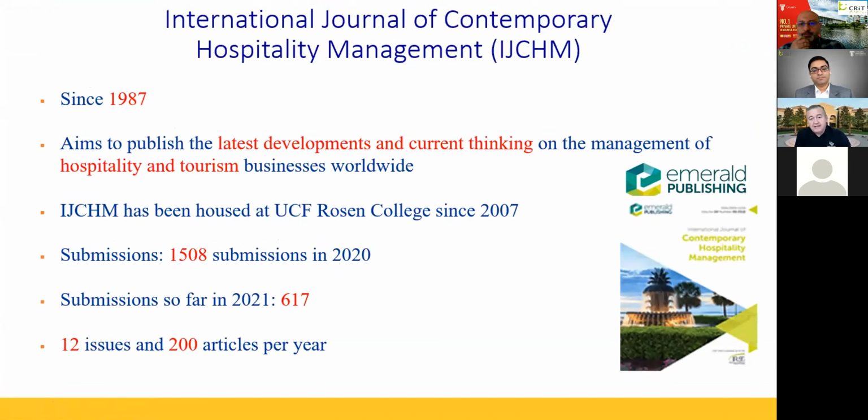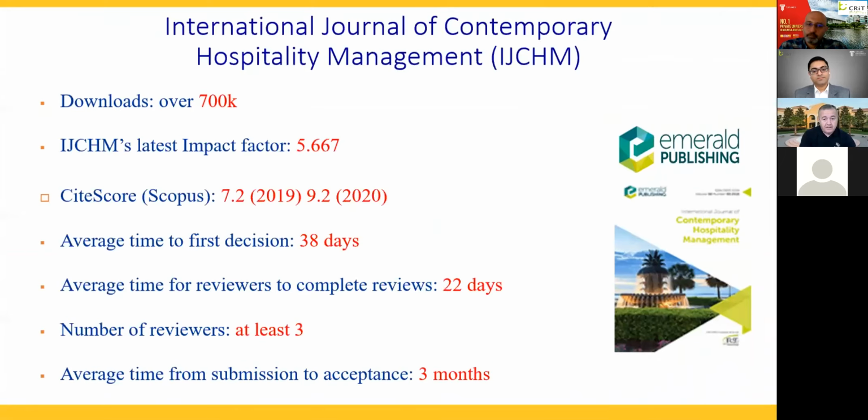Basically, we publish anything about management of hospitality and tourism organizations. That's the focus. In 2020, IJCHM received over 1,500 submissions. You're talking about 5 submissions per day, and some submissions go through twice or 3 times. So it's like a factory, a lot of work. As of today, we received 617 submissions. So you can imagine 2021 has been busy as well. We publish around 200 articles, 12 issues per year.